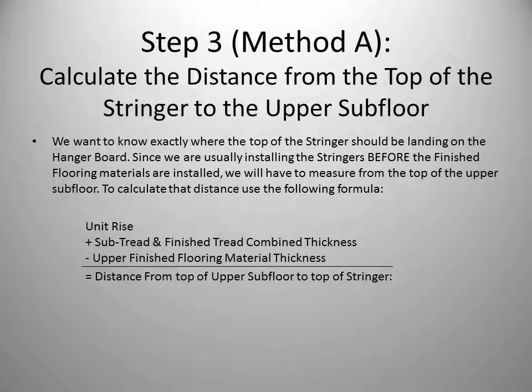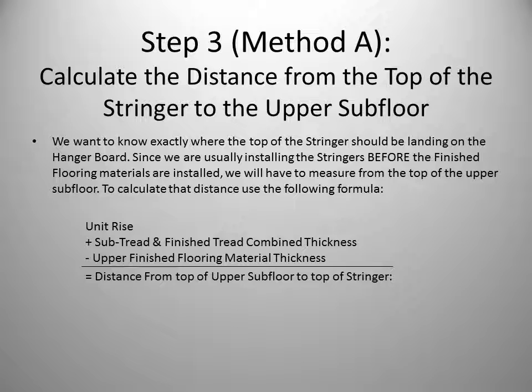The next step is to calculate the distance from the top of the stringer to the upper subfloor. We want to know exactly where the top of the stringer should be landing on the hanger board. Since we're usually installing the stringers before the finished flooring materials are installed, we have to measure from the top of the upper subfloor. To calculate that distance, we can use the following formula.